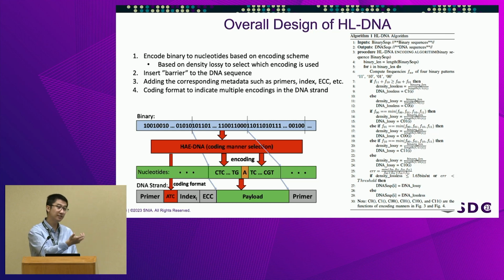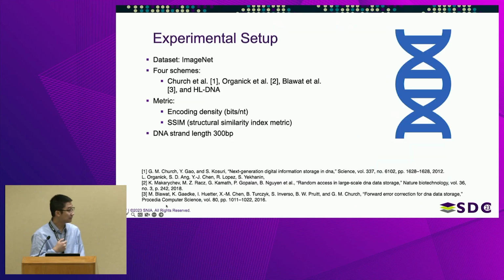Okay, so ATC may mean the first encoding scheme we use is C0 and the second one uses C1, and so on and so forth. This is why we introduce 3 nucleotides for the coding format. And here is the experimental result. Similarly, we use ImageNet, and for baselines we use Church and Organick and also the Blawat scheme, and also our proposed schemes.